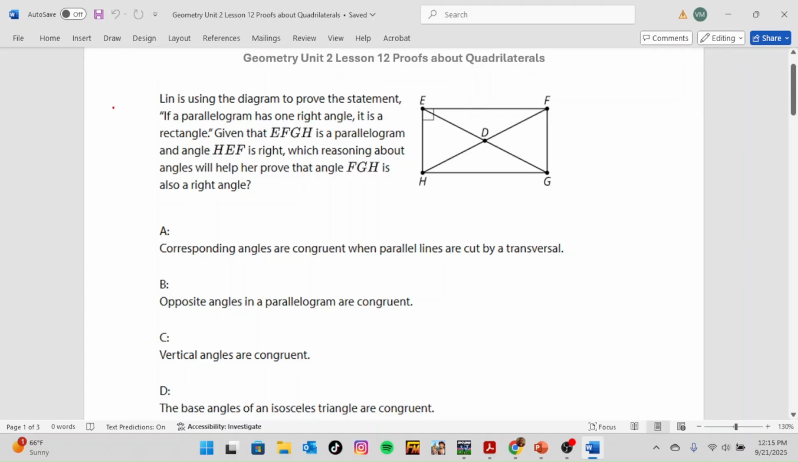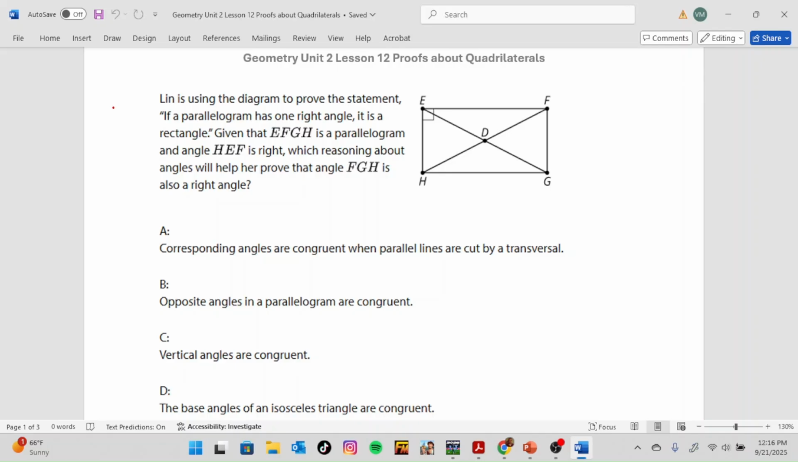Practice problem number 1 says that Lynn is using the diagram to prove the statement, if a parallelogram has 1 right angle, it is a rectangle. Given that EFGH is a parallelogram and that angle HEF is right, which reasoning about angles will help her prove that angle FGH is also a right angle?